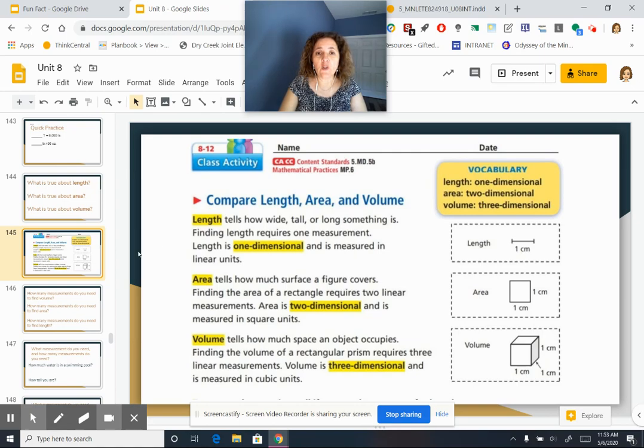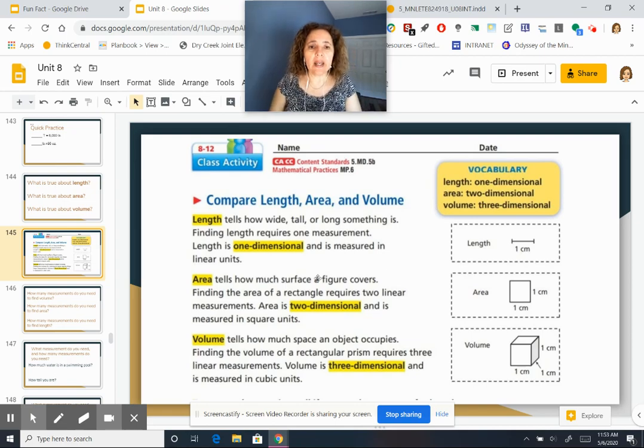All right. So length tells how wide, tall, or long something is. Finding the length requires one measurement. There's only one measurement, right? The length is one dimensional and is measured in linear units. So length, right? Linear units. Okay. One measurement, one dimension.